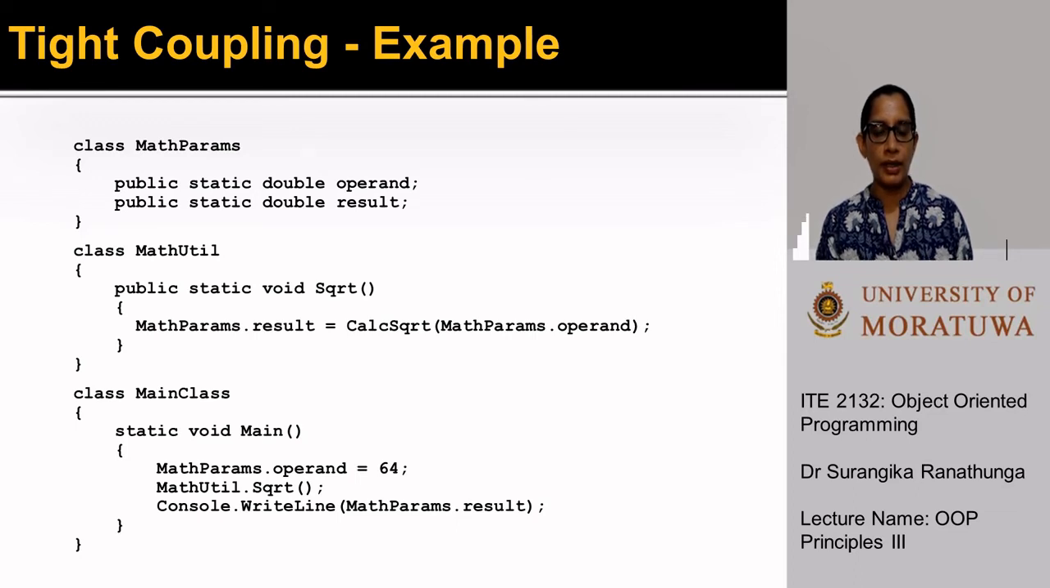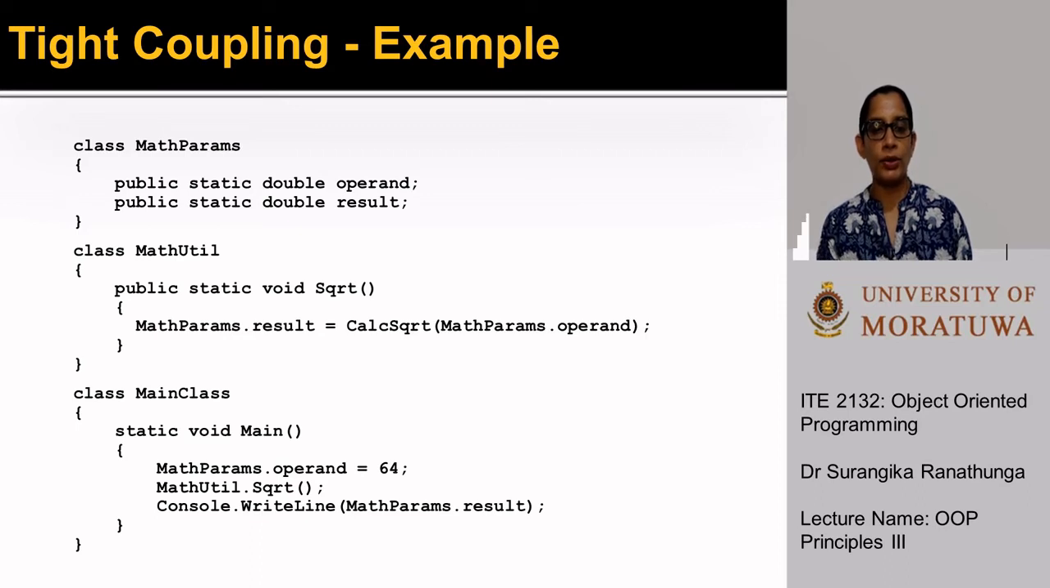So if you want to reduce the coupling, what can we do? One thing we can do is take the operand, the math params operand in the main class, and pass it to the SQRT method in the math util class as a parameter. Then the math util class does not have to reference the math params operand attribute.